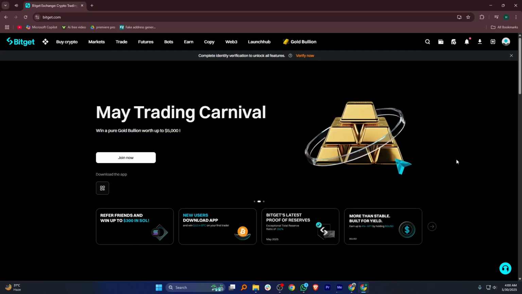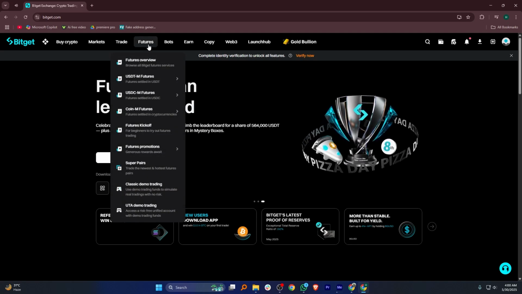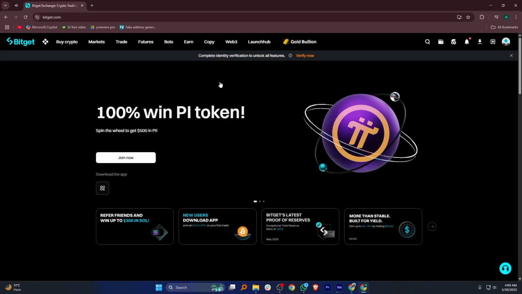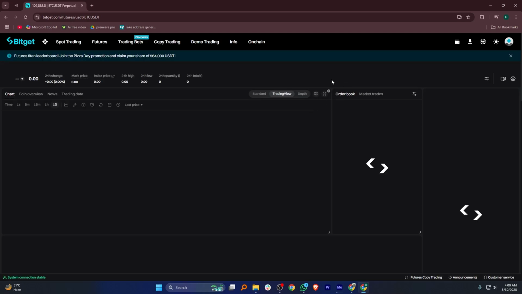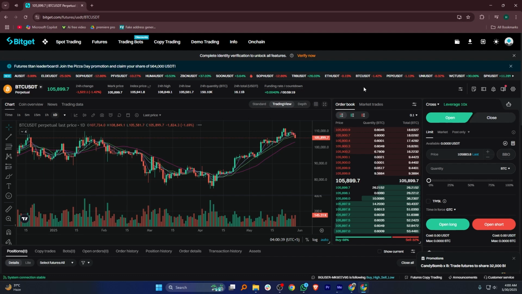First, go to the Bitget website and make sure you log in. Now, click on Futures from the top menu. Then, go to USDT-M futures and select the trading pair like BTC/USDT. Once the futures trading page opens, you'll see the chart and order panel side by side.